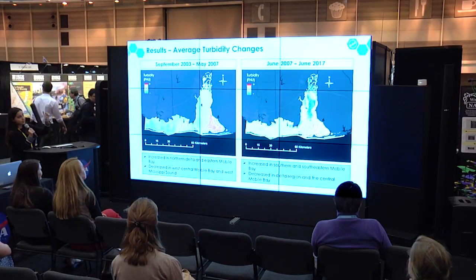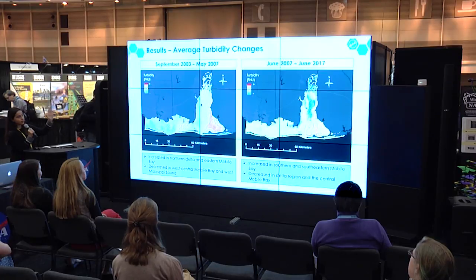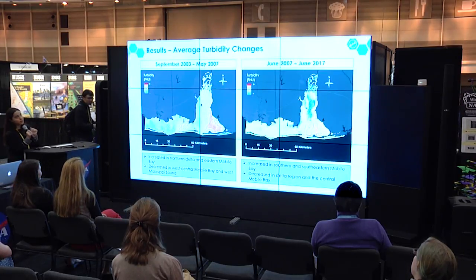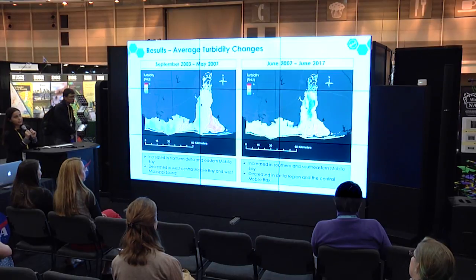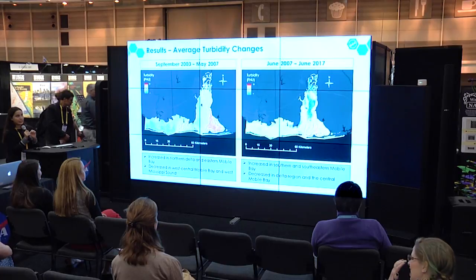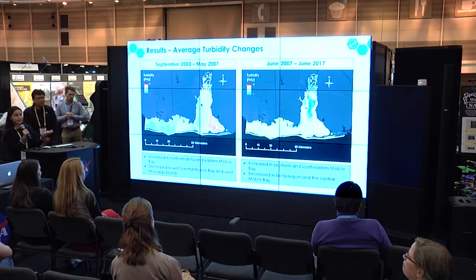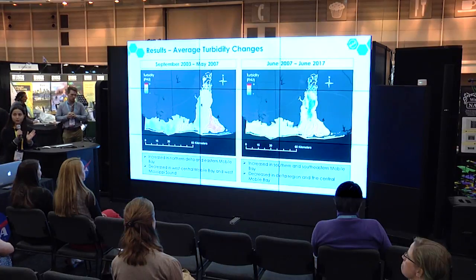However, you can see there is a slight decrease on the west side of the Mobile Bay as well as the Mississippi Sound. From 2007 to 2017, however, you can see a dramatic decrease in turbidity in central Mobile Bay. However, the turbidity has increased in the south and southeast section of the bay.